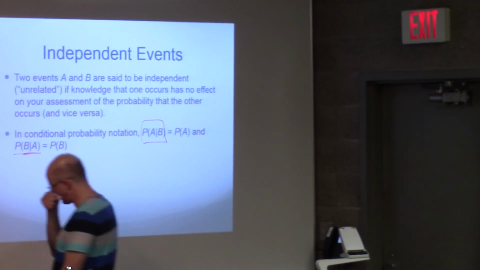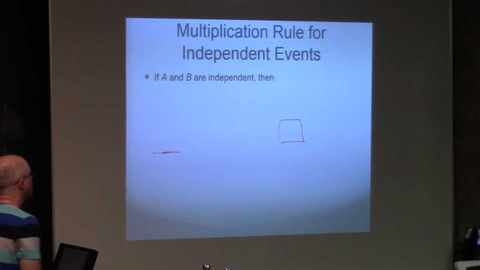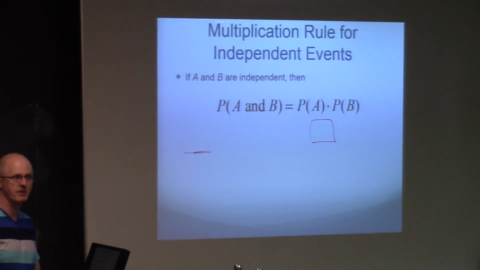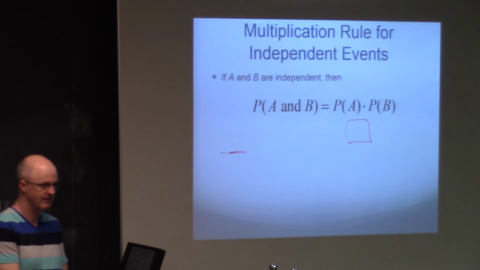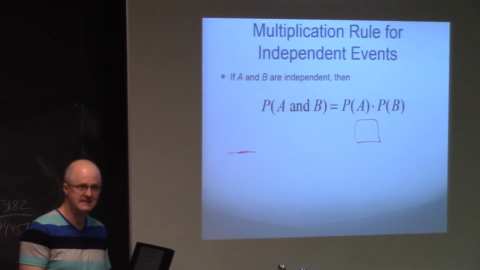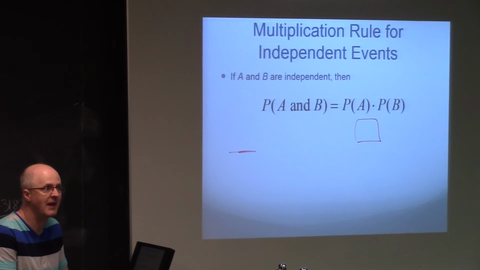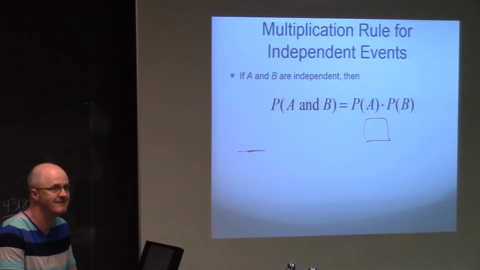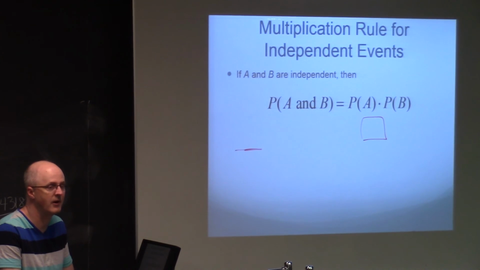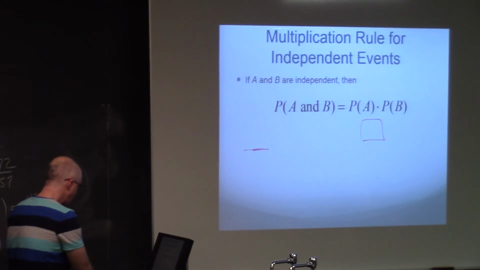In the situation where events are independent, you can find the probability of A and B occurring by multiplying the individual probabilities. Give me another minute here. Don't be putting things away too soon here. You can multiply those probabilities. Okay? Very, very important rule. Quick application of it.